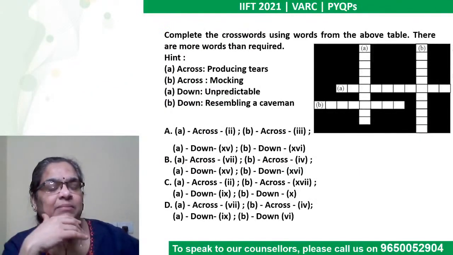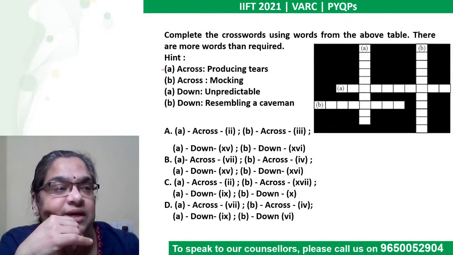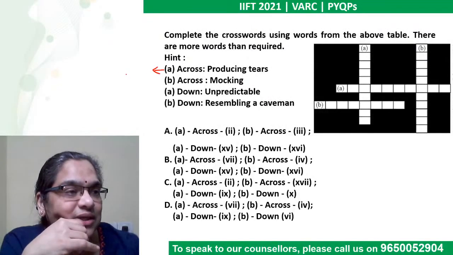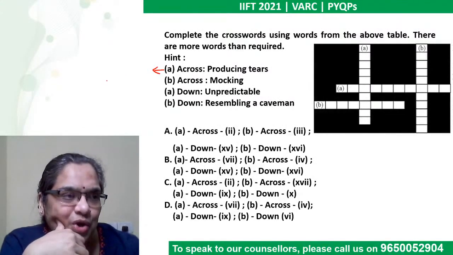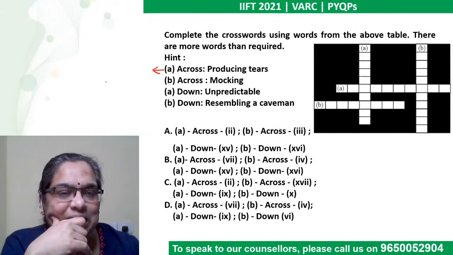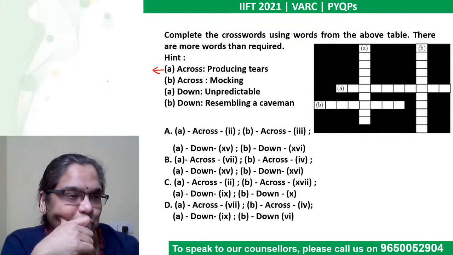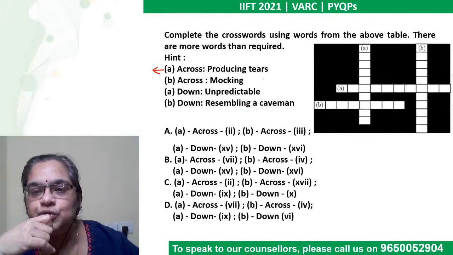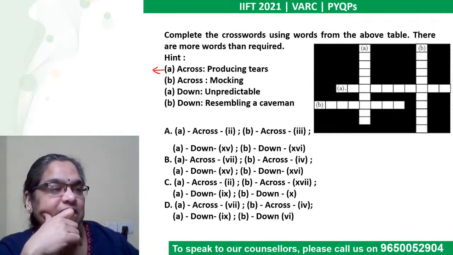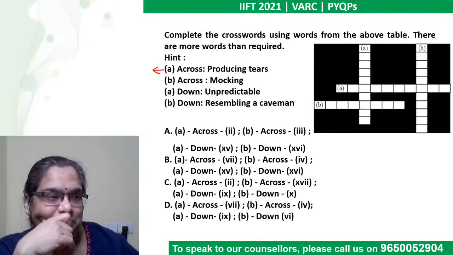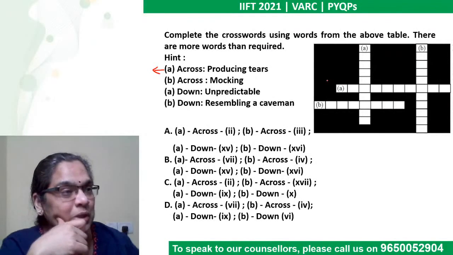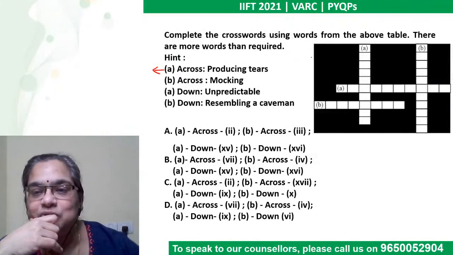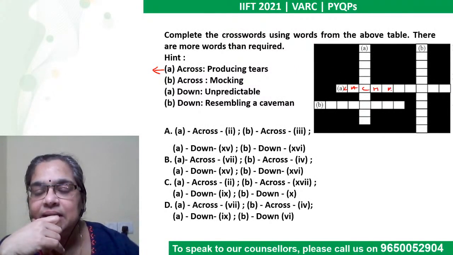From there, tell me now the word producing tears. What's the word we learnt? Quickly type it in. Producing tears. 1A across. It should be here somewhere. So what is the word I should be typing in quickly? I told you the words. Yes, lachrymose. So producing tears would be lachrymose.